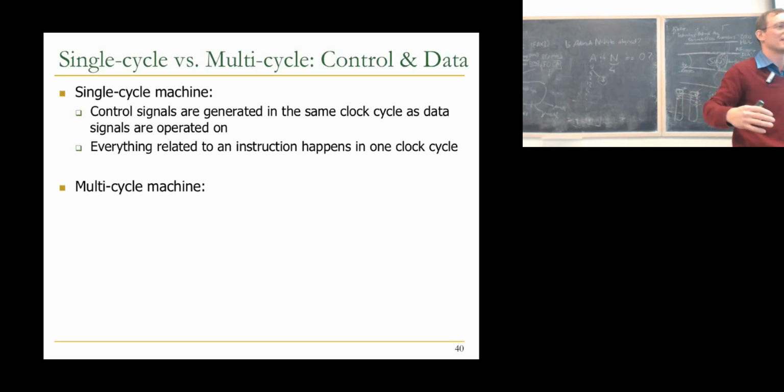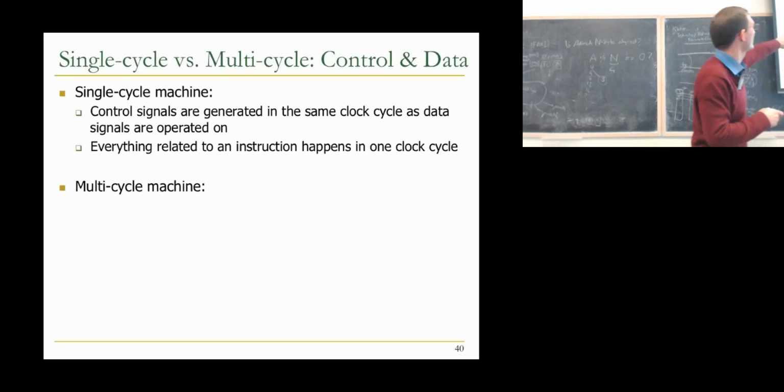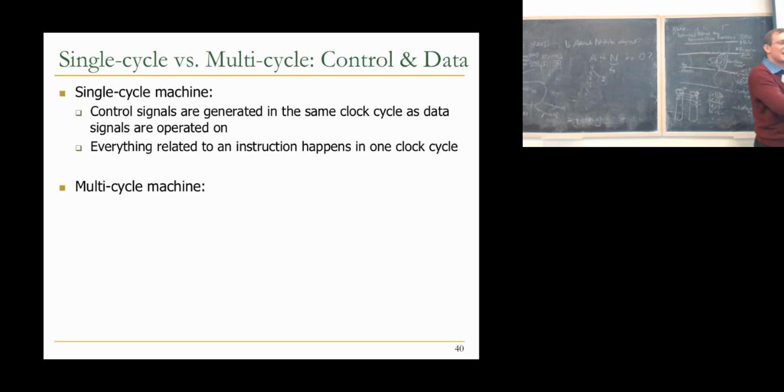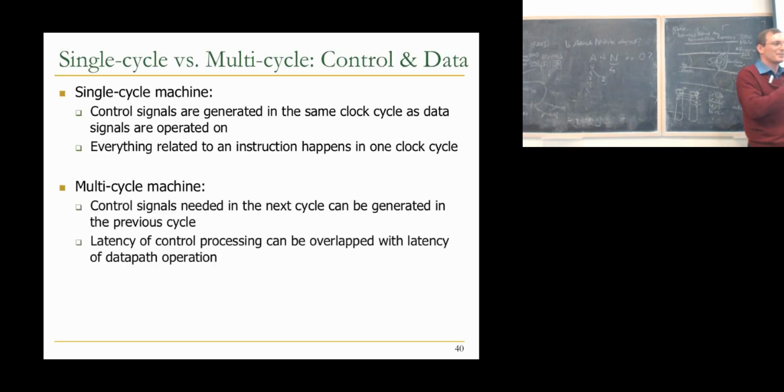If you wait for your data path processing to happen until your control happens, then it takes too long. If you overlap them, if you generate your control signals for the next cycle in this cycle, then you're overlapping control and data processing. We'll see this in a multi-cycle machine. Basically, in the multi-cycle machine, control signals needed in the next cycle can be generated in the previous cycle. At least most of them. Maybe not all of them, but most of them. If you know what phase of the instruction you're processing next, you could do this.